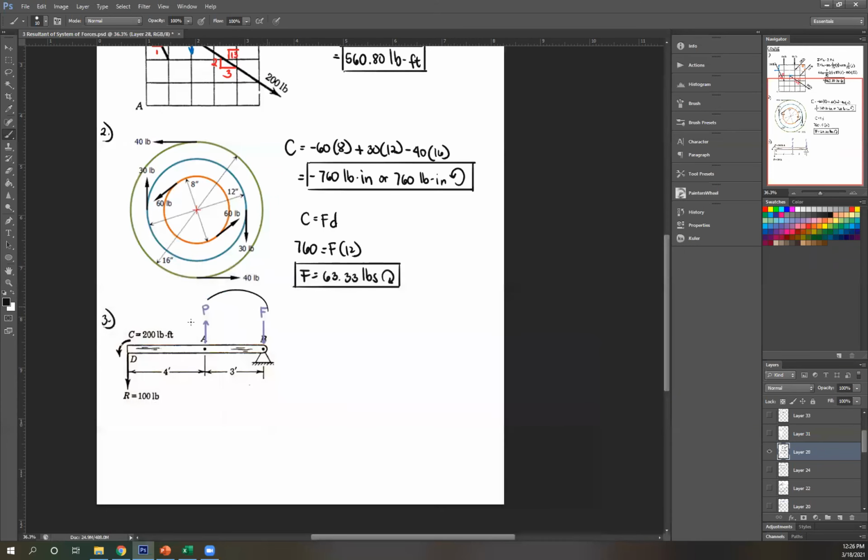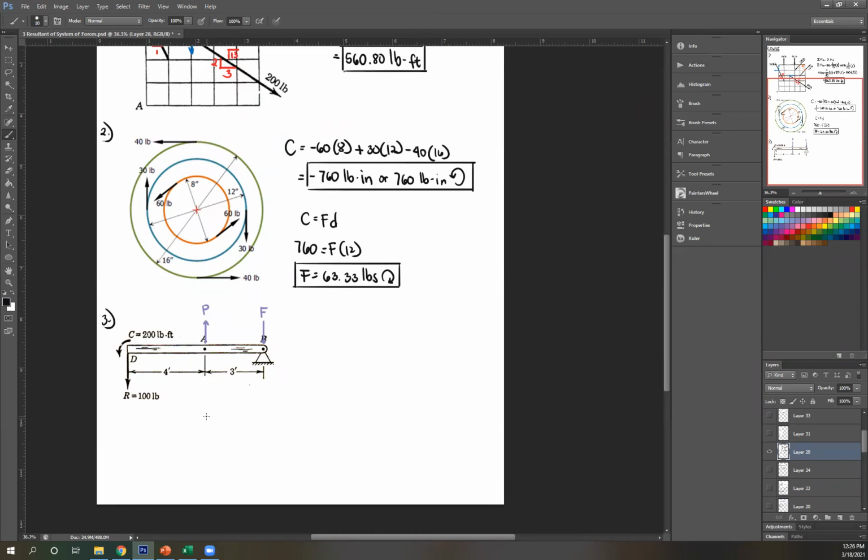This means that this effect by P and F should equal this effect by C and R. Therefore, the summation of moment and forces of P and F should equal the summation of the forces of this couple and R. So let's start with moment.